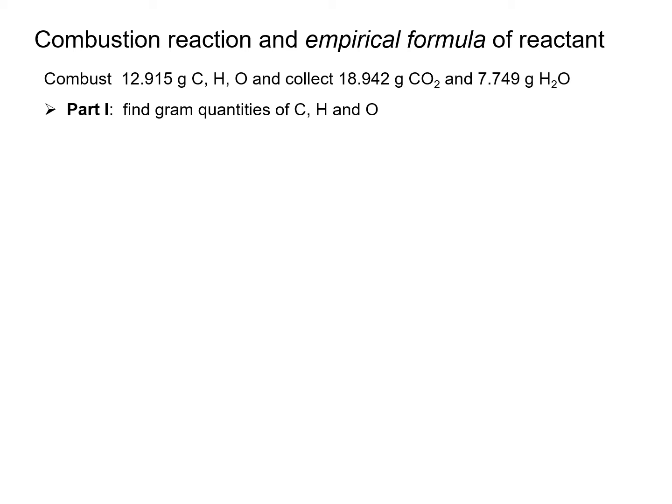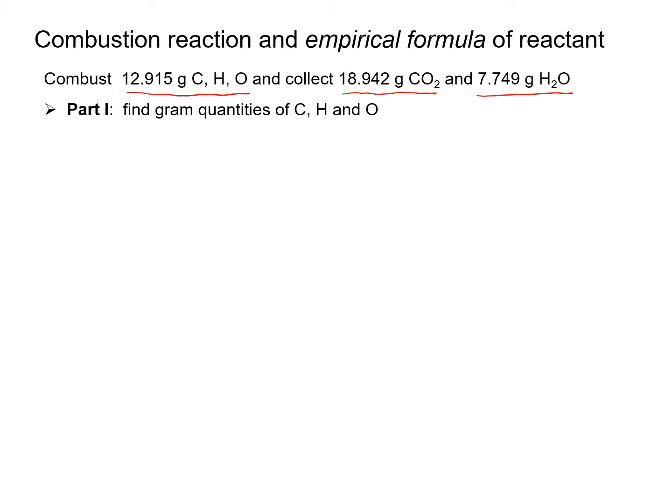Let's imagine we did this experiment and we started with 12.915 grams of our CHO compound. And then at the end, we collected 18.942 grams of carbon dioxide and 7.749 grams of water. Our first charge is to find gram quantities of carbon, hydrogen, and oxygen. The way that we need to go about this is to tackle carbon and hydrogen first.